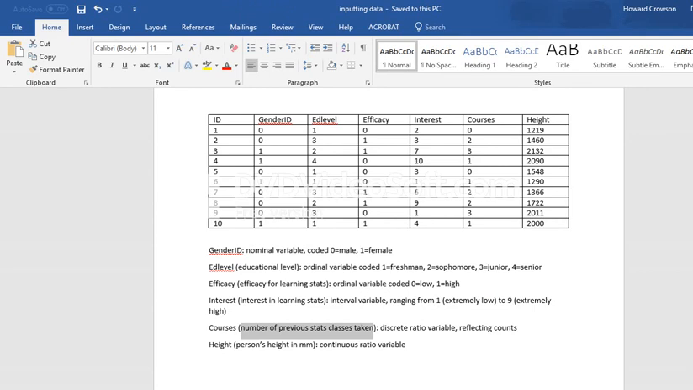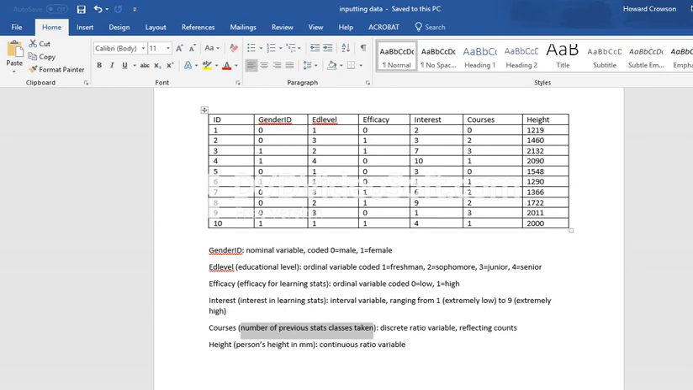And so in this case, the courses are reflecting counts, or the number of courses that have been taken previously. Obviously, you can't have a negative count, so you can either have a 0 or a positive count. So in this particular case, the variable is a ratio variable, and it's discrete in that the values are essentially whole numbers, reflecting basically a discrete characteristic.